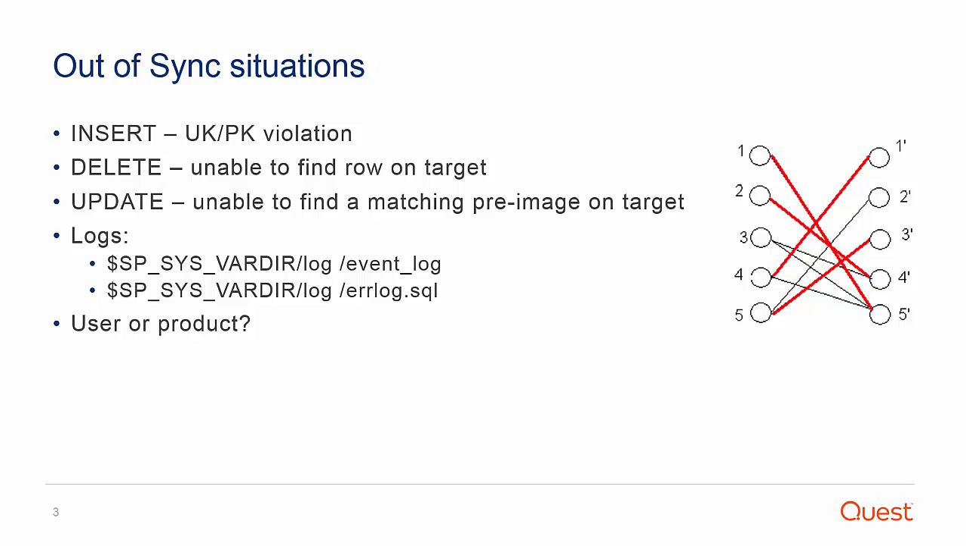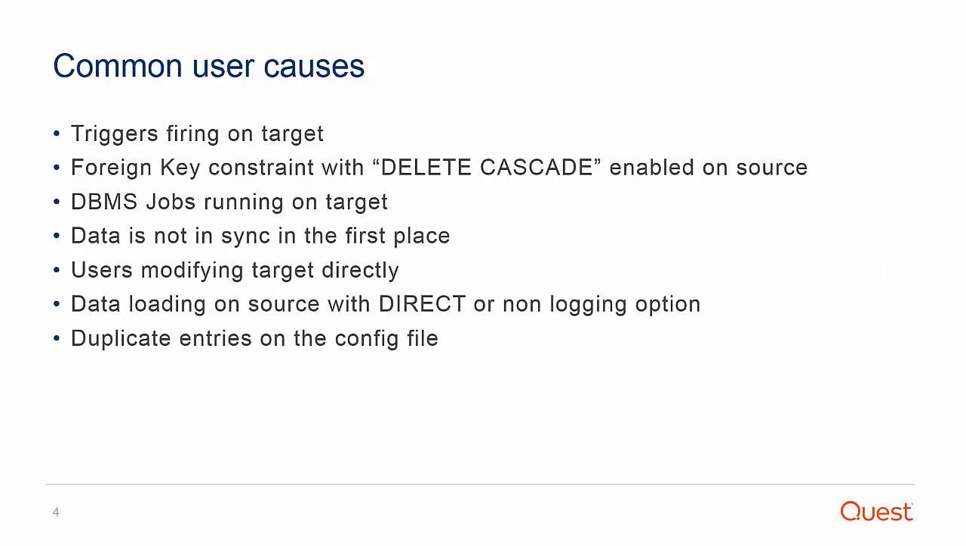Sync issues are generally broken down into two different categories, user error or SharePlex error. In this video, we'll focus mostly on the user errors. The most common user errors would be triggers firing on the target, foreign key constraint with delete cascade enabled on the source, DBMS jobs running on the target, data not in sync in the first place, users modifying target data directly, data loading on source with direct or non-logging option, duplicate entries in the config file.